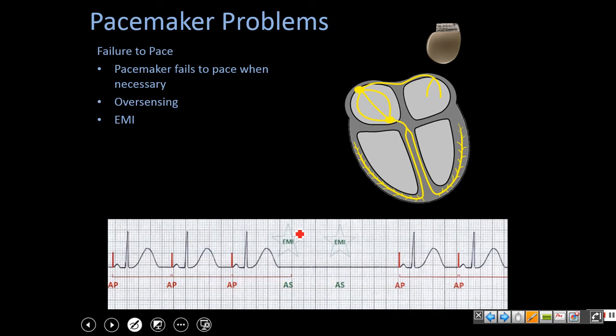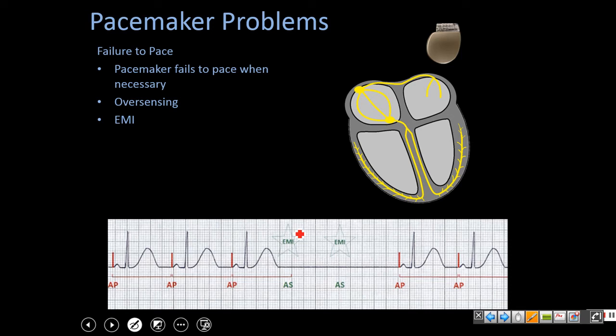Failure to pace. This is just like it sounds. It's supposed to pace, and it's not. And how would we know if it's supposed to pace? Well, if you know the patient has a pacemaker, you would not expect the pacemaker to allow a long pause to occur. For example, a 5-second pause, no pacemaker is going to allow that.